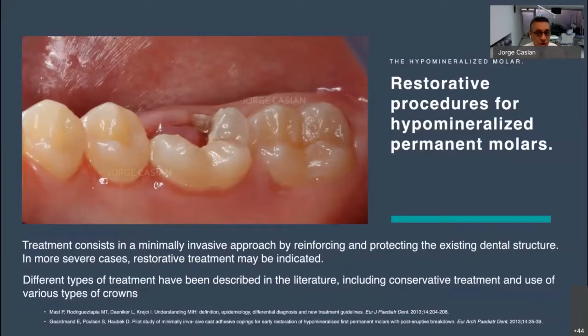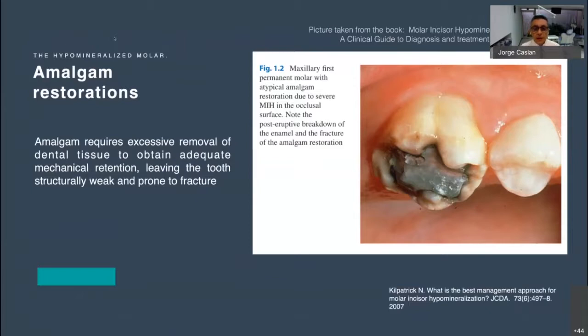What about restorative procedures for posterior permanent teeth? Look at this molar. This is a hypomineralized lower first permanent molar on a teenager. Amalgam restorations are not an option and shouldn't be used to restore hypomineralized permanent molars. So I will not talk about amalgam restorations.